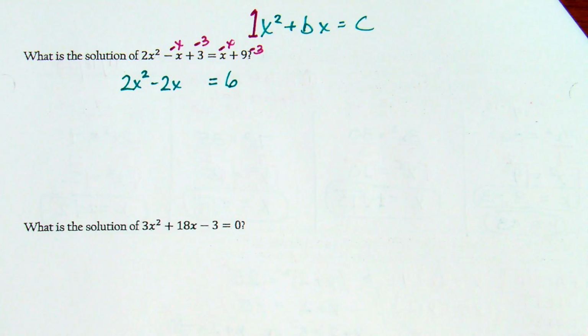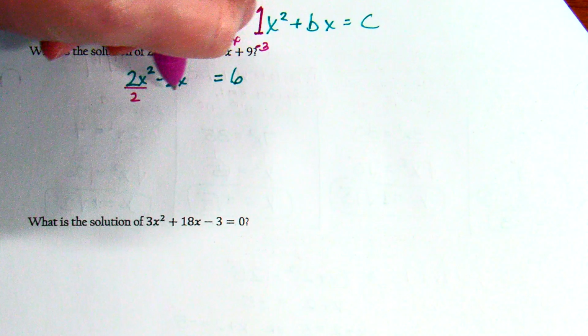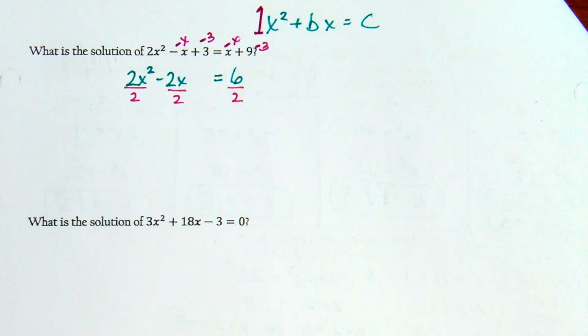Have I completed step 1? Probably not. Why have I not completed step 1? It needs to be a 1x squared plus bx equals c. So we need to divide by 2. If you divide the first term by 2, divide them all by 2. This is a good situation where you wouldn't have wanted to divide by 2 as your first step, or you would have ended up with unnecessary fractions.